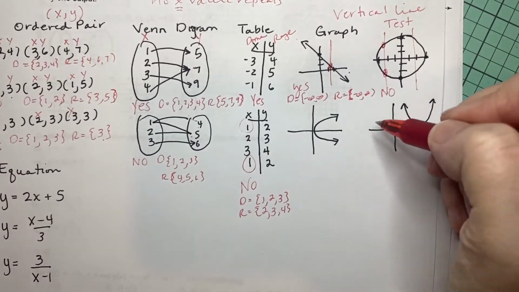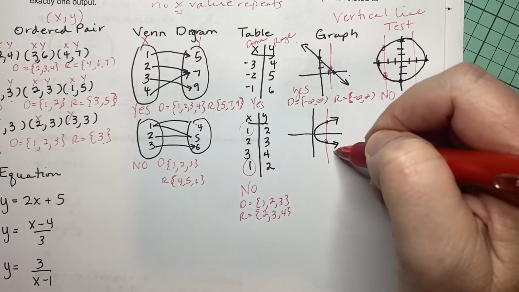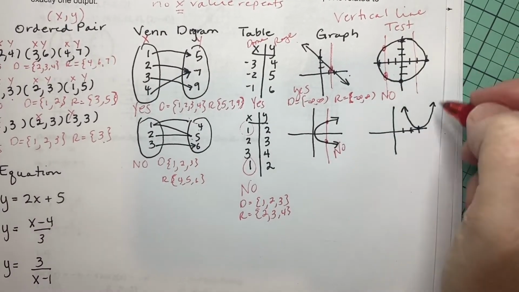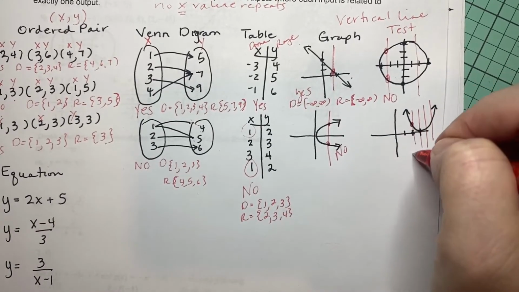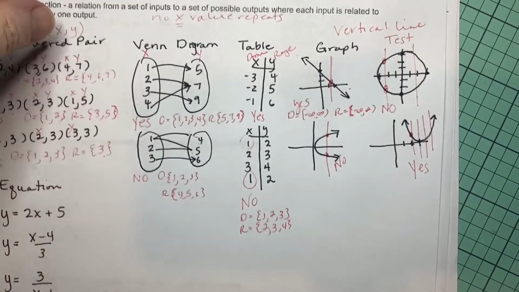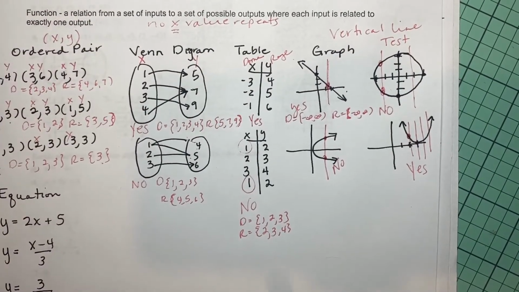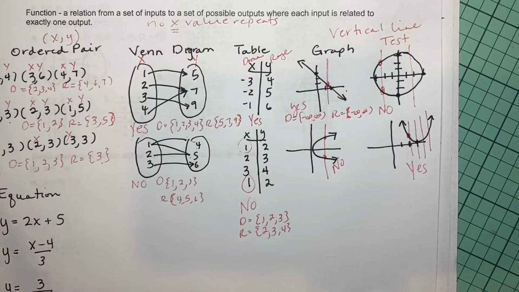Let's go ahead and do all 3 of them, and then I'll do domain and range. This one, if I draw a vertical line, it touches it 2 times. No, it's not a function. But you see here, no matter where I draw the vertical line, it's only going to touch it 1 time. So yes, that's a function. So checking if it's a function is pretty easy with graphs. You just lay your pencil on it, and if it touches it twice, then it's no. And if it touches it once, then it's yes.